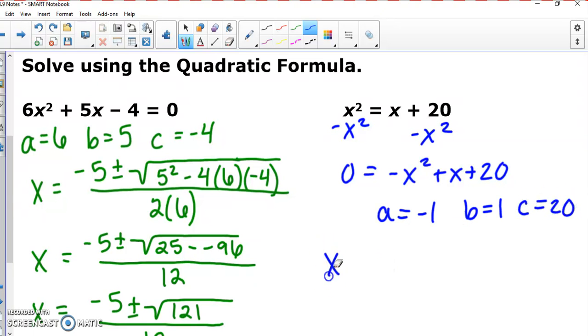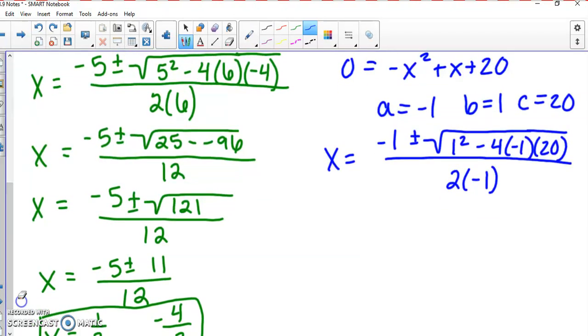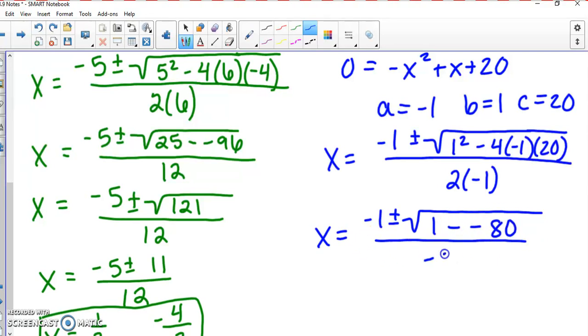Okay, so from there then, I'm going to plug that into my formula. So I'm going to have x equals the opposite of b, plus or minus the square root b squared minus 4 times a times c, and all of that over 2a. Okay, and then I can start my process of simplifying. So I'm going to have x equals -1 plus or minus square root. 1 squared is 1, and then 4 times -1 times 20 gets me a -80. So I'm going to have 1 minus a -80 all over -2.